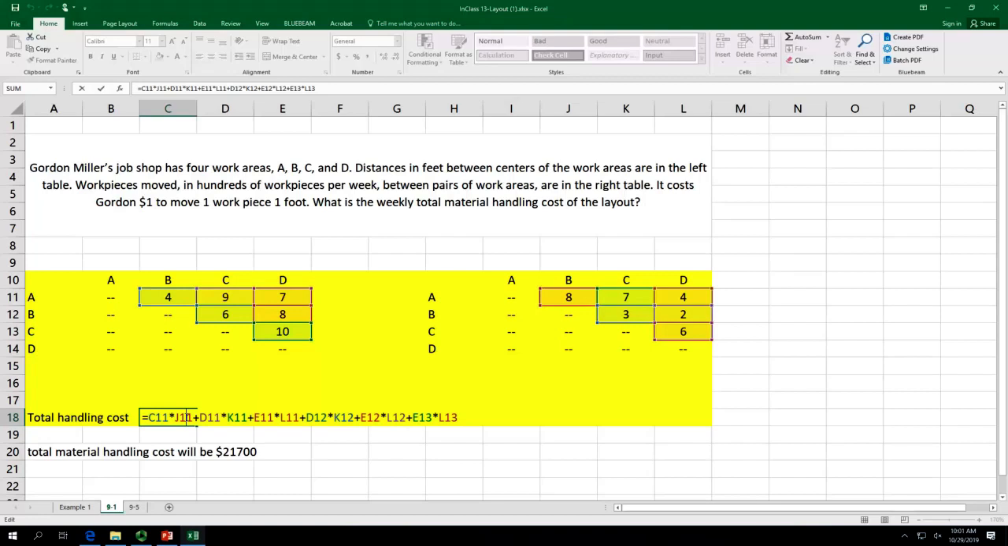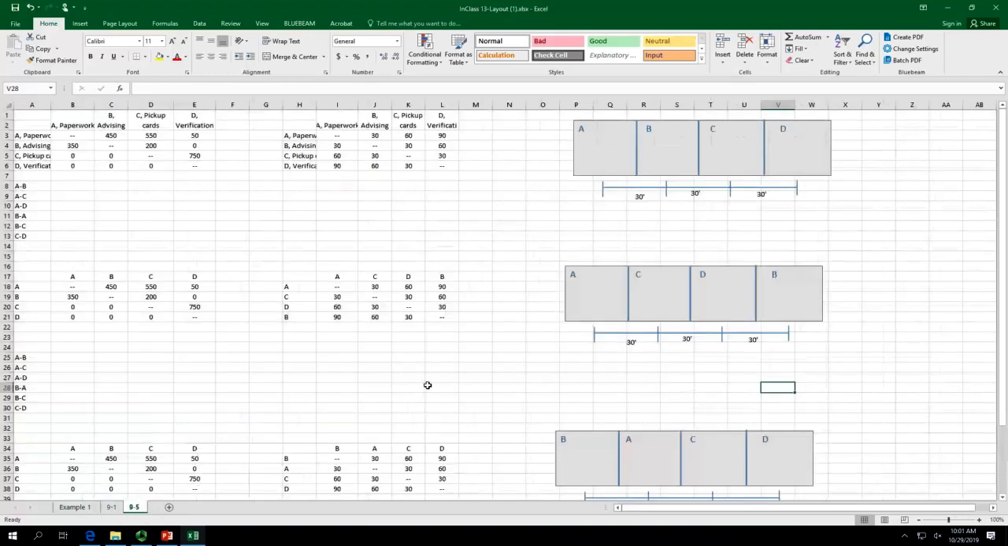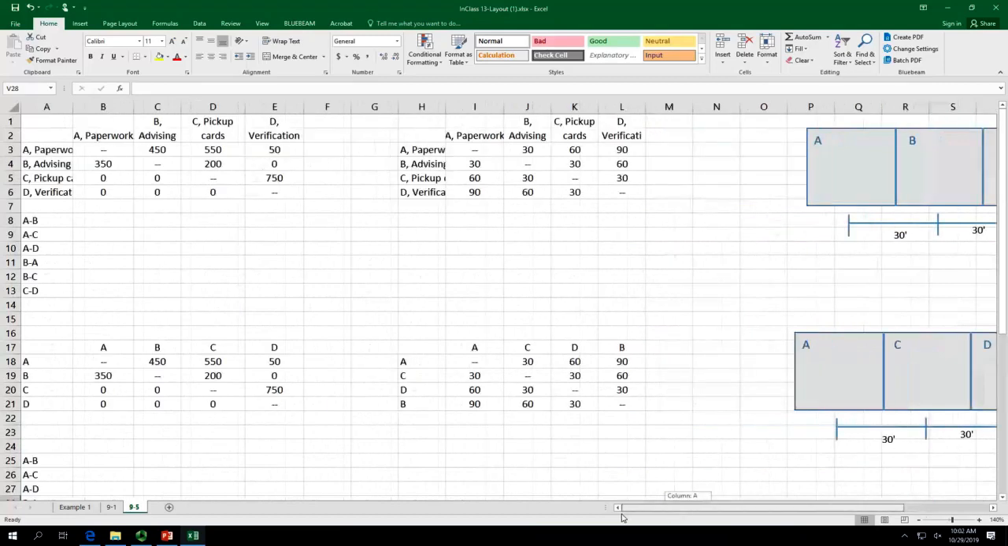This example is quite simple because they give you the distance between A and B, and they give you the load between A and B already. So all the data correspond with each other. And this is the material handling cost among all of the A, B, C, D processes. Can we move to the next example? Yes, okay. This next example twists the mind a little bit.